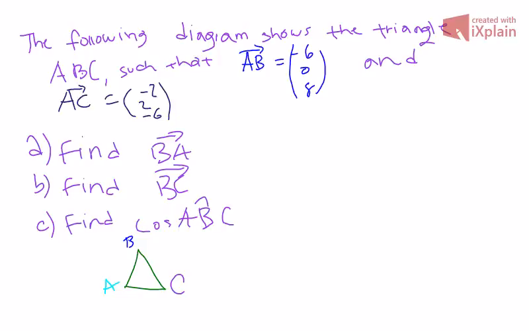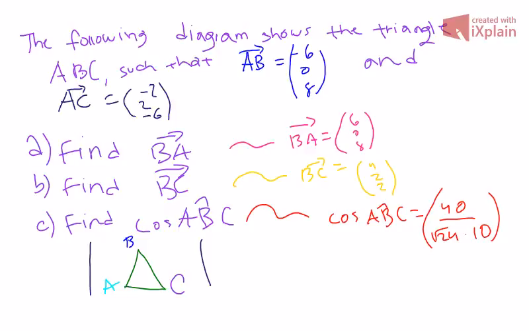The final IB exam style question is, the following diagram shows the triangle ABC such that vector AB equals negative 6, 0, 8, and vector AC equals negative 2, negative 6. Question A asks to find vector BA. Question B asks to find vector BC. And question C asks to find the cosine of ABC, or angle B. And here is the diagram. I'll give you a couple minutes to solve this. And these are the answers.